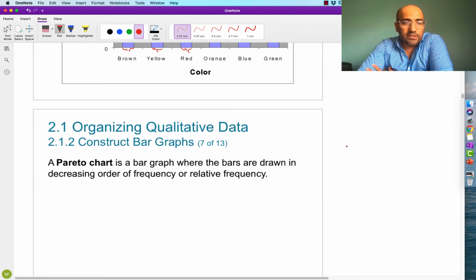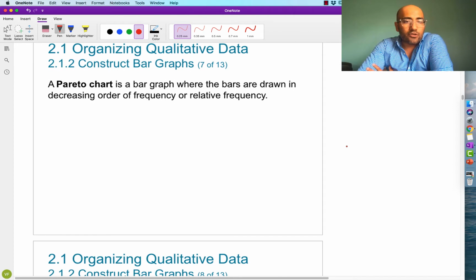Okay, I think that's pretty self-evident. A Pareto chart is a bar graph where the bars are drawn in decreasing order of frequency or relative frequency.